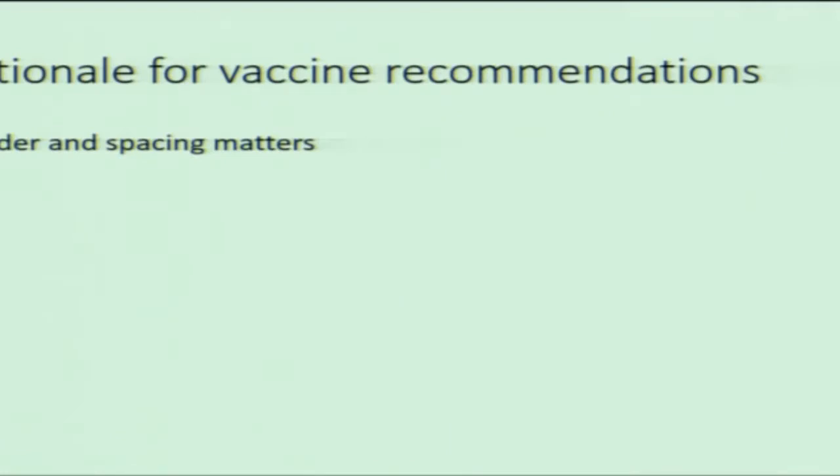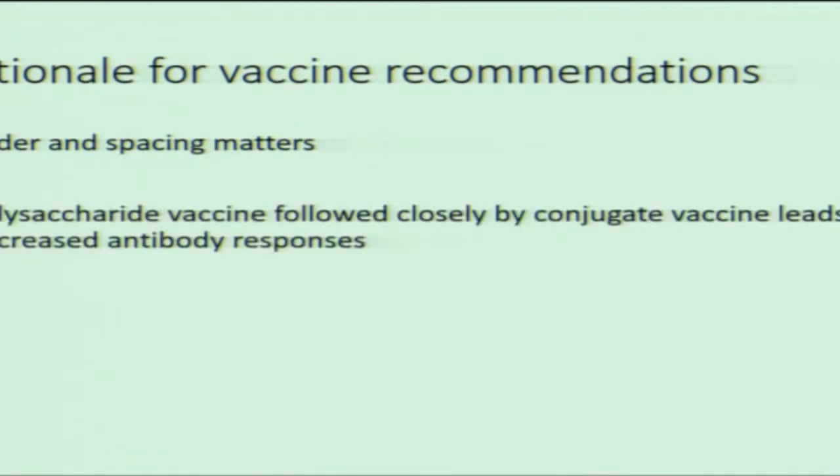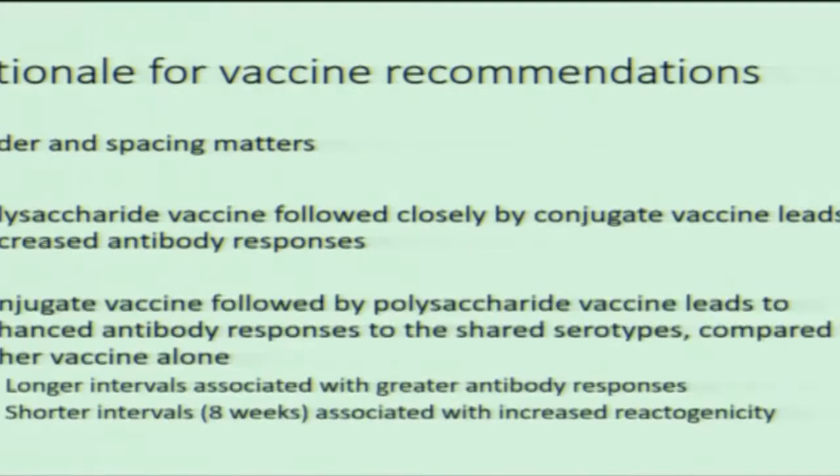So order and spacing actually has an important impact on your response to the vaccine, and that's the rationale underlying the recommendations. So, for example, if you give the polysaccharide vaccine first and then give the conjugate vaccine shortly thereafter without an appropriate interval, you might actually have a blunted antibody response and not gain any benefit from the conjugate vaccine that you are administering. In contrast, if you give the conjugate vaccine first and then give the polysaccharide vaccine, you can actually have an enhanced antibody response, and this is why this is the sequence recommended by ACIP.